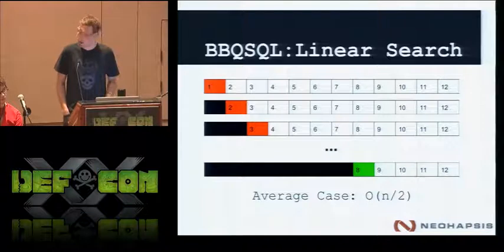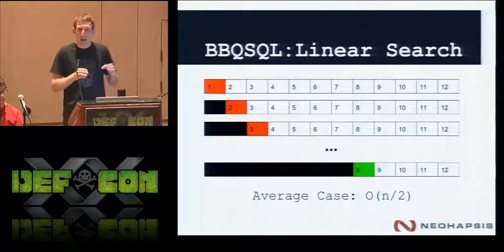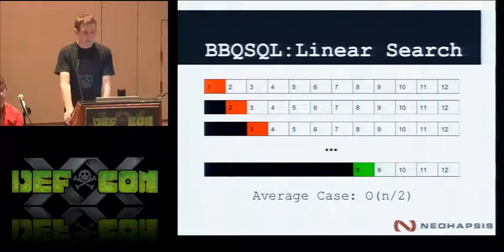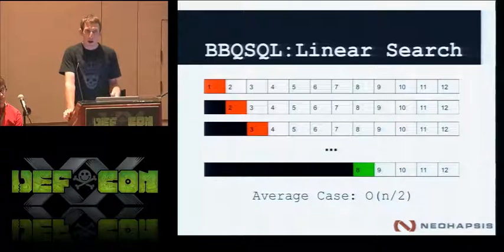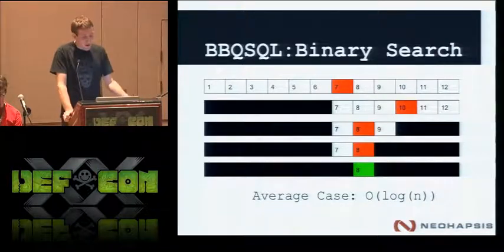Hopefully that makes sense. If it doesn't, I'm sorry. You're going one at a time until you find the right answer. So you're saying, is the first letter of the username an A, is it a B, is it a C, until you find whatever it is. The average case with this is n over 2, best case is 1, worst case is n. For those of you who know what that means, you probably already know that.